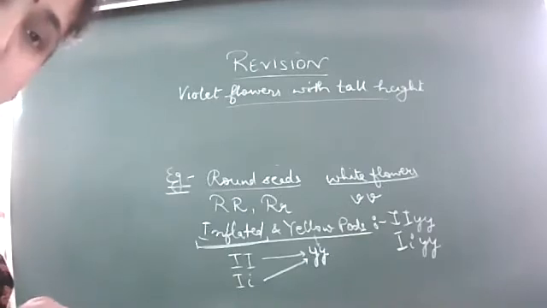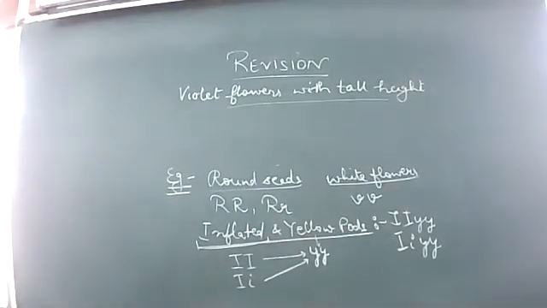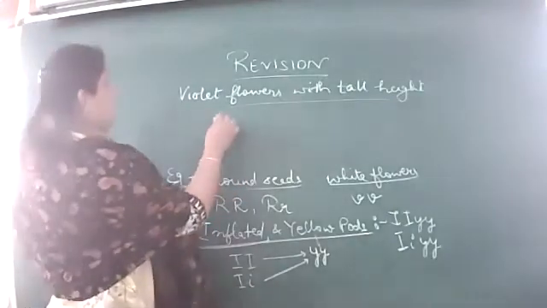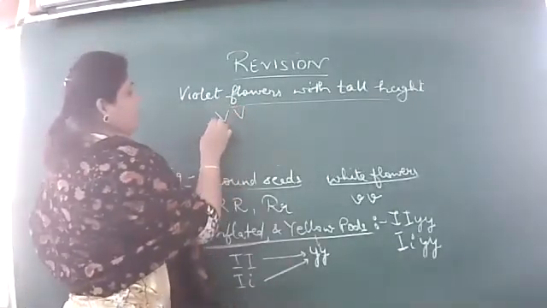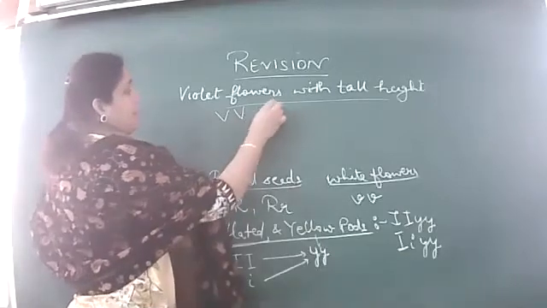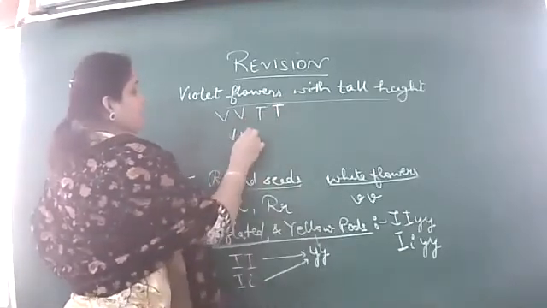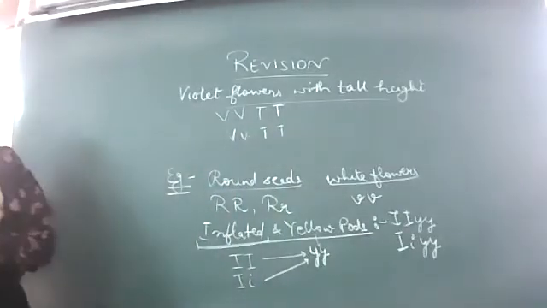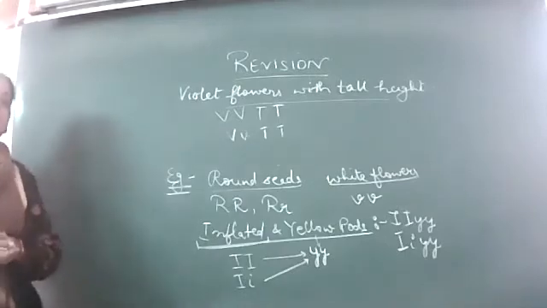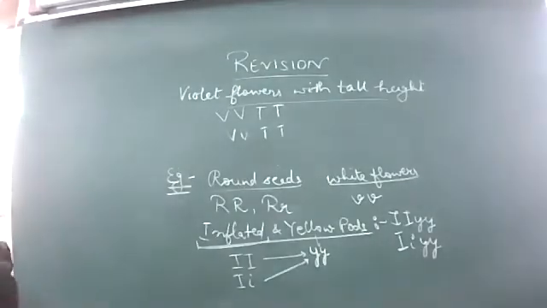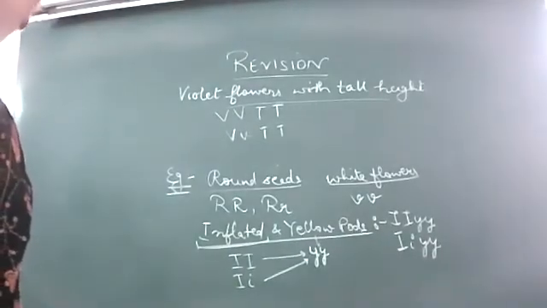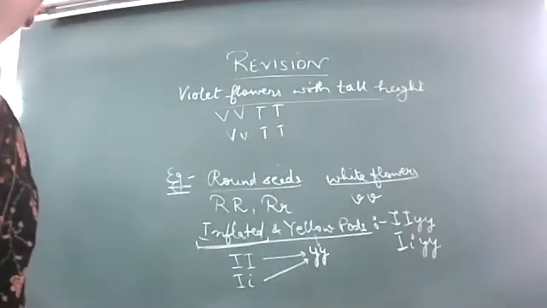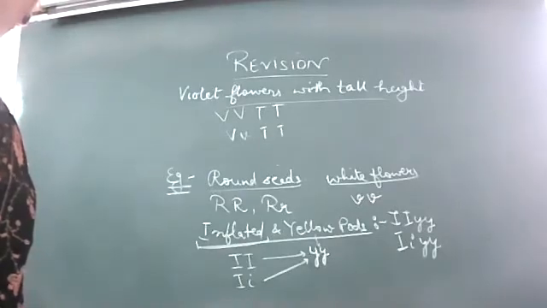Ma'am, capital V T T and capital V small v T T. What T? Capital or small t's? Capital. First you said capital VV and capital TT, then capital V small v and capital TT. This one? Yes, ma'am. Only two possibilities? Yes, ma'am. Yes, any other answer? Other than this, if you have any answer, yes, Amritpal. Amritpal, speak out.